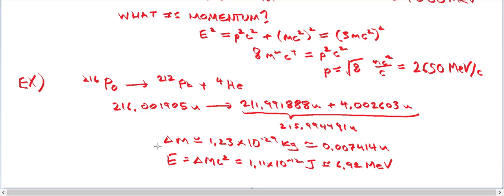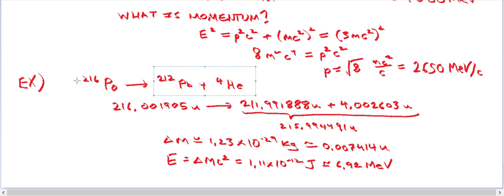If we want to look at the energy, the rest energy that's missing, it's delta m c squared. It is 1.11 times 10 to the minus 12 joules, which is about 6.92 mega electron volts. So where did that rest energy go? Well, since we believe in conservation of energy, it went into the kinetic energy of the two decay particles, the lead-212 and the alpha particle. So they are now carrying this much kinetic energy.